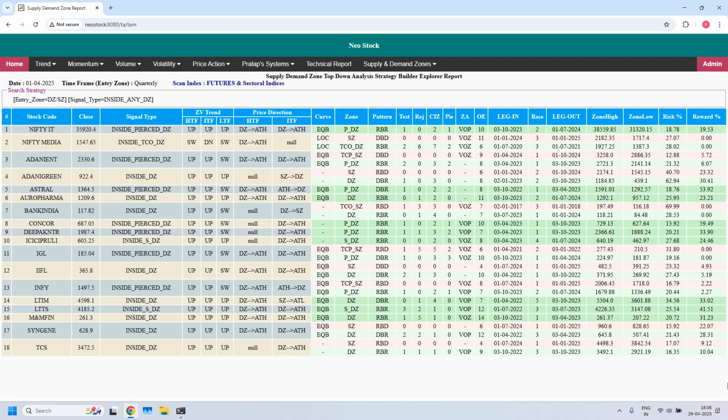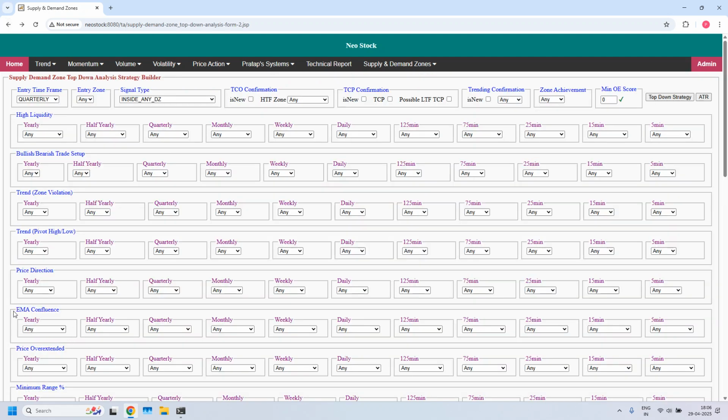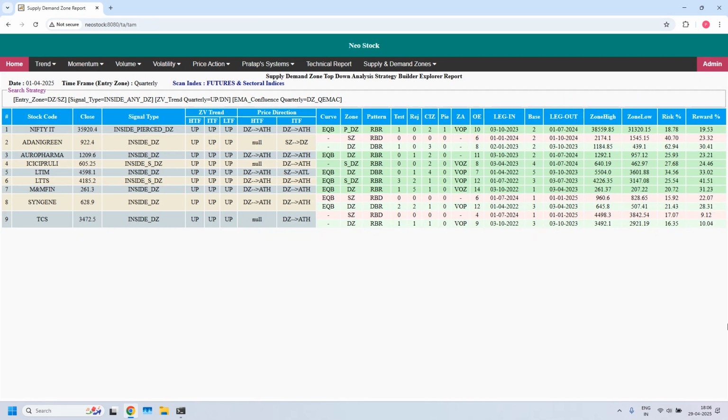We can further filter based on the EMA confluence, quarterly demand zone having quarterly EMA confluence. I enable the filter, and also trend on the quarterly should not be sideways. It can be up or down. Now 9 stocks are filtered. Price closed inside the quarterly demand zone, and also all these quarterly demand zones are having quarterly EMA confluence. Always look into the search strategy to understand how we are filtering these stocks.